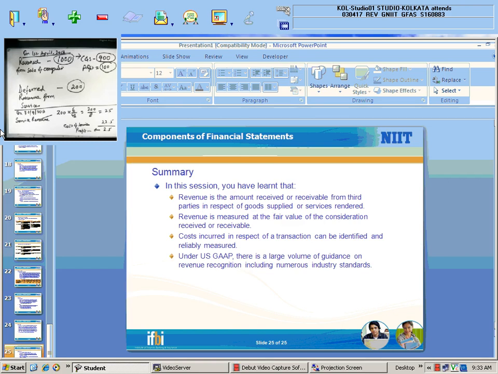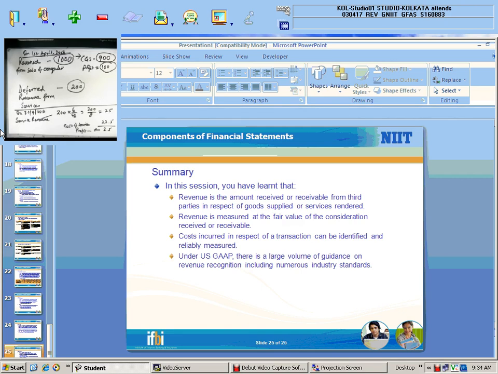So supposing in this particular case, why I am emphasizing the third point is, in this particular case, you don't have any idea about how much it costs you to render the services. Here you have an idea, $45 is the average annual cost of repairs of the computer. If the company has no idea about how much it costs to repair the computers, so the cost cannot be reliably measured, then you cannot recognize the service revenue, the $200, as revenue till the contract expires. Till that time it will be only a liability.